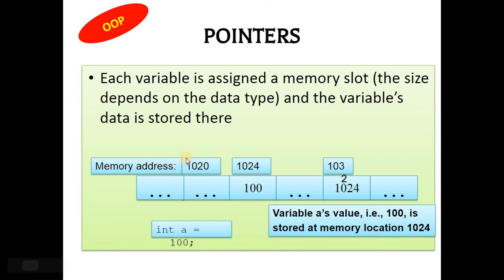So suppose I have memory addresses 1020, 1024 and 1032, and so on. As we can see, at the 1024 location a value is stored, that is 100. At the 1032 location the value stored is 1024. I am declaring int a = 100, so 100 is being stored at the 1024 location. That means the variable a's value is 100 and its memory location is 1024.